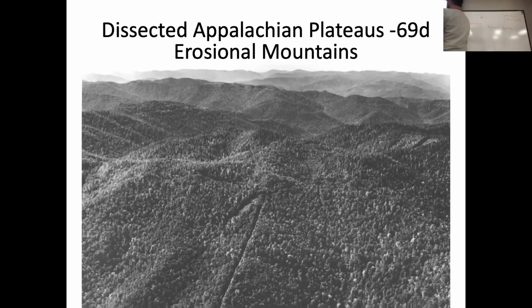And so in this case, there's just a few areas of erosional mountains in the southeast. The Cumberland Mountains, or dissected Appalachian Plateaus, as they're more technically called, is one example. If you're in Arkansas, the Boston Mountains are also erosional mountains. And if you're down around Huntsville, Alabama, the lower edge of the Cumberland Plateau is an area called the Jackson Mountains, which are erosional mountains.